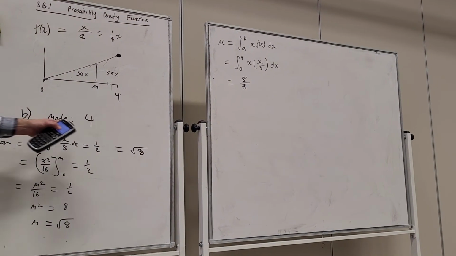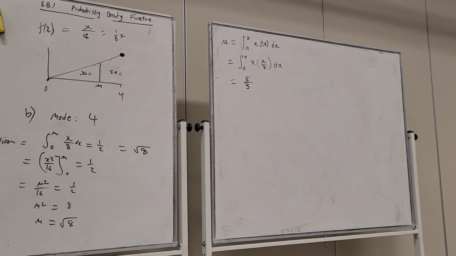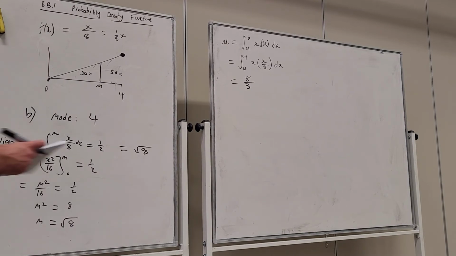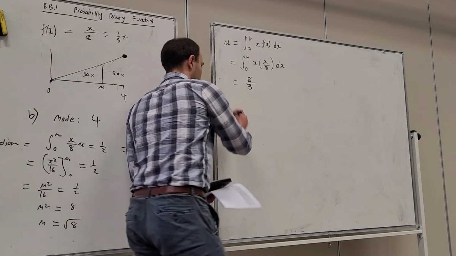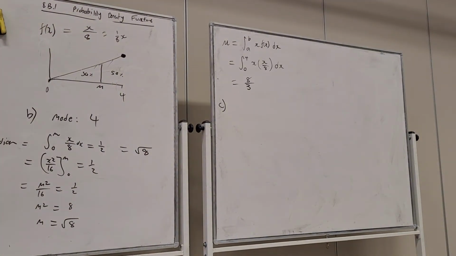The mode is 4, that's the most frequent. And the median, the halfway point for the data set, is the square root of 8. Okay, part C, find the variance and standard deviation. So firstly, we're going to find the variance, because the standard deviation is the square root of the variance.